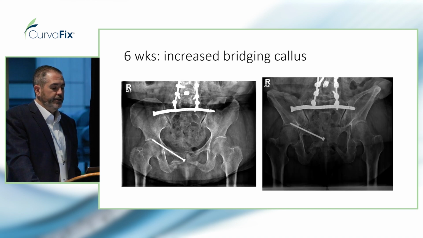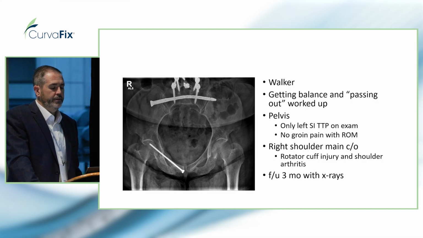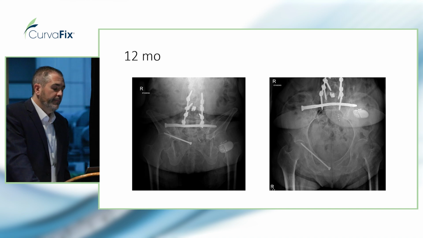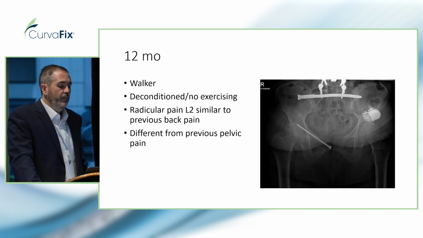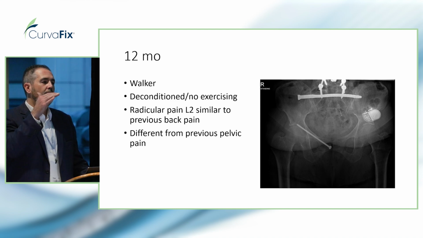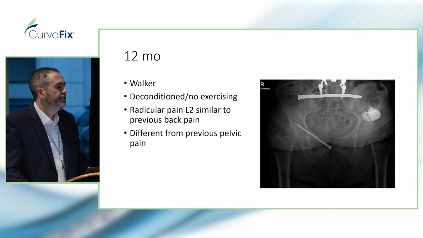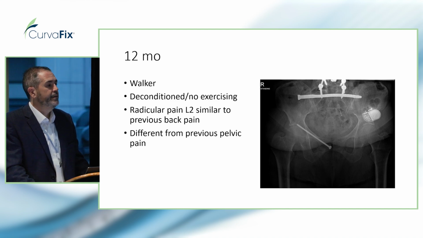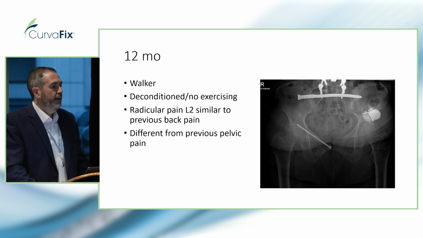At 6 weeks, she's starting to show increasing bridging callus on her delayed hypertrophic unions. She comes back still using a walker, but she didn't really have any changes in her pelvis from this new fall. And then I just saw her about a month ago. She's 12 months out. She's now back to using a walker and actually started having junctional level radiculopathy from her previous spine surgery. And so she's in the process of getting that worked out. She definitely said it's different from her previous pelvic pain and more similar to her pain that she had prior to her back surgery.